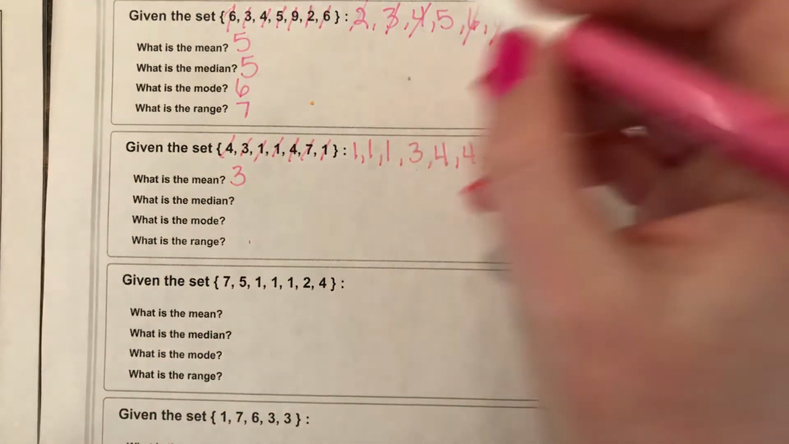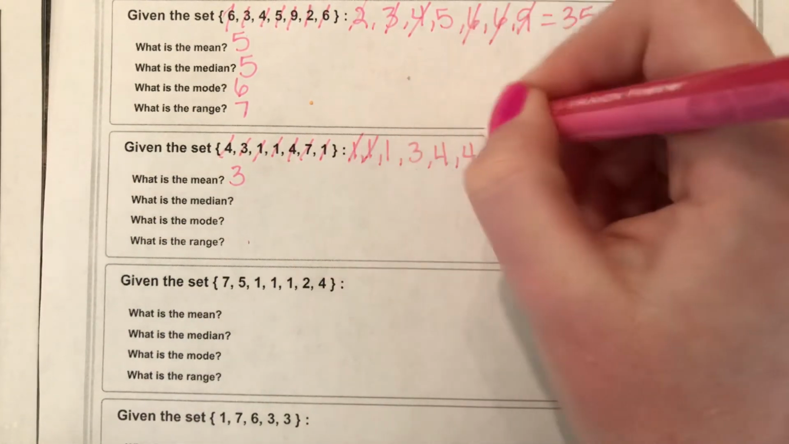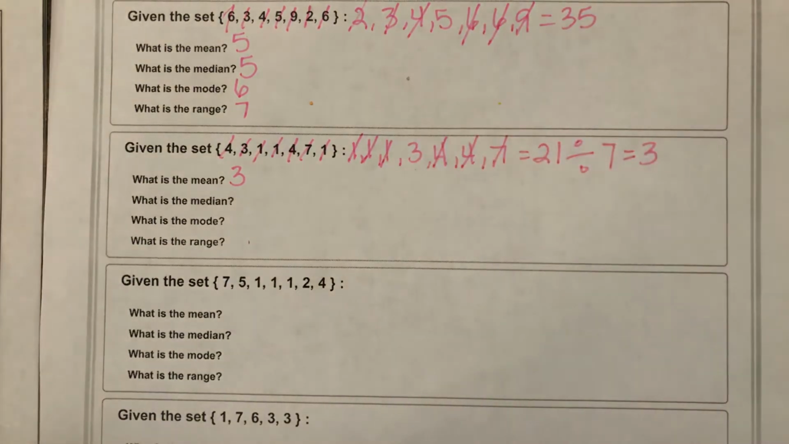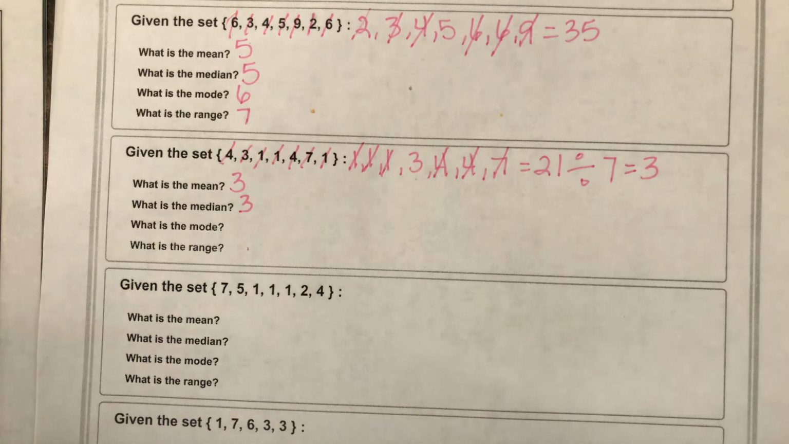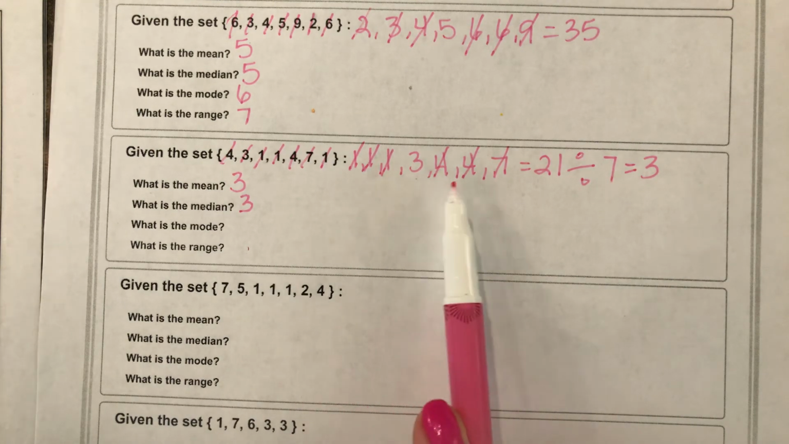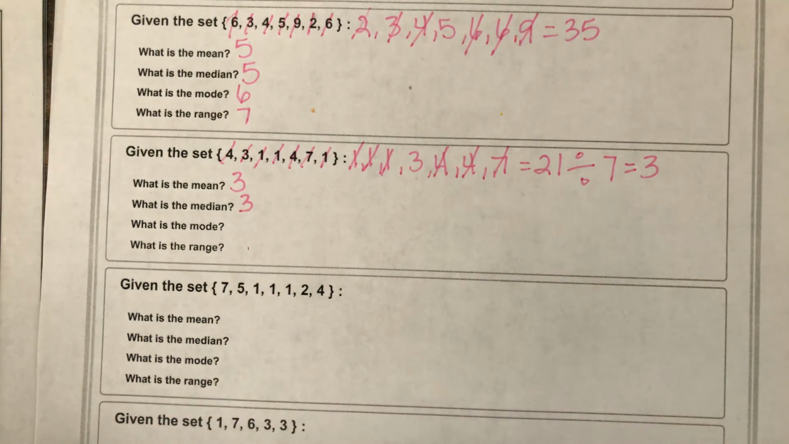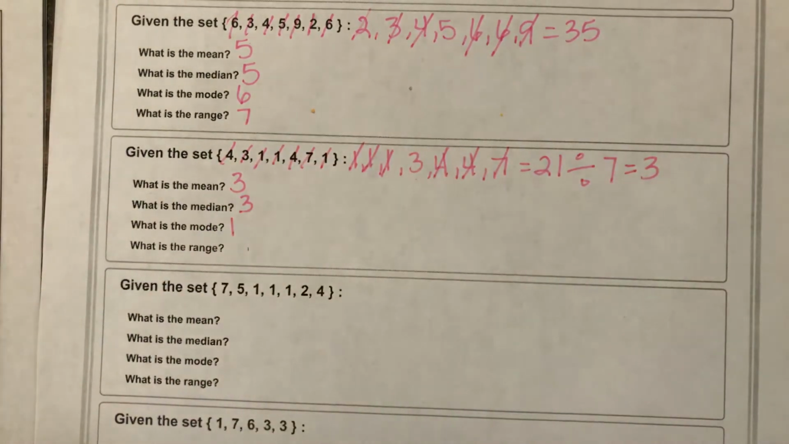All right, median, number in the middle. Is 3. Okay, the mode. This one's got some good examples. So we know the mode is the number that's repeated the most. I have 3 1s and 2 4s. Okay, so I have 2 numbers that are repeated. However, there is only one mode, and it's going to be 1, because 1 shows up 3 times and 4 only shows up twice. So number 1 is the most popular.